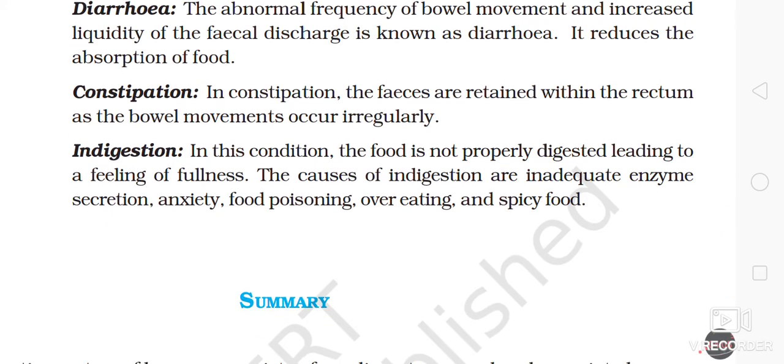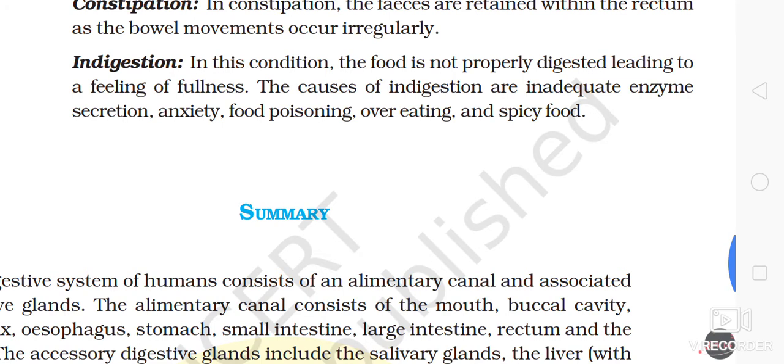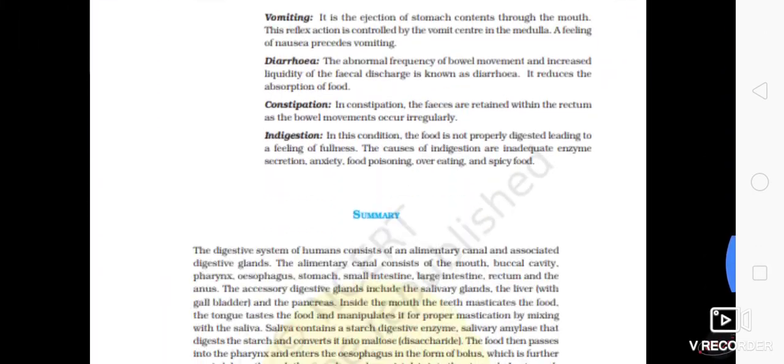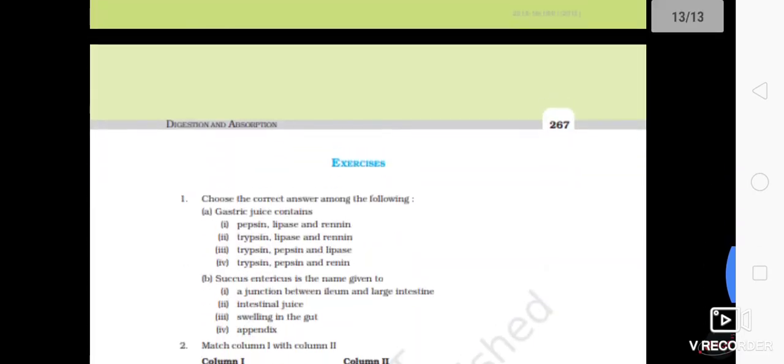Constipation. In constipation, the feces are retained within the rectum as the bowel movements occur irregularly. Indigestion. In this condition, the food is not properly digested, leading to a feeling of fullness. The causes of indigestion are inadequate enzyme secretion, anxiety, food poisoning, overeating, and spicy food. And with this, we come to an end of this chapter.